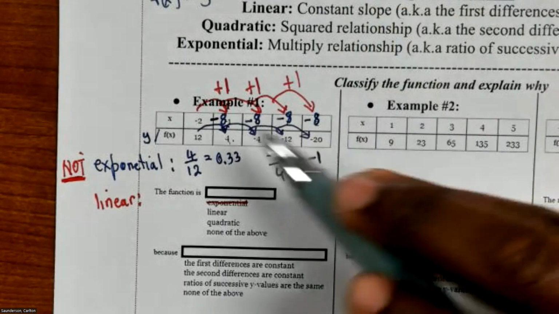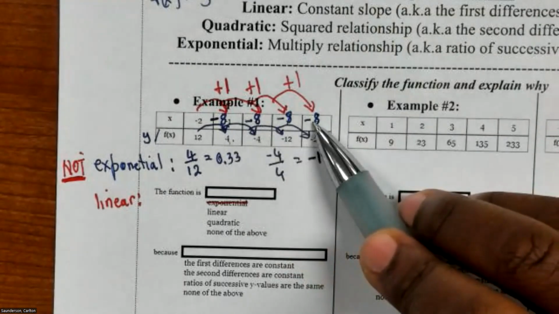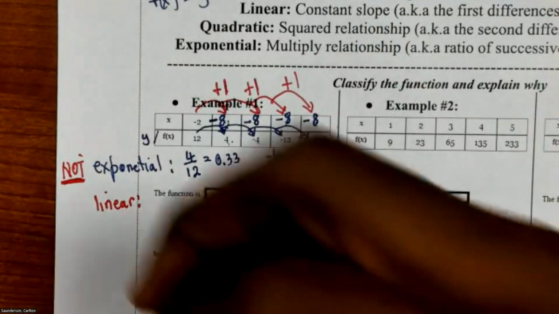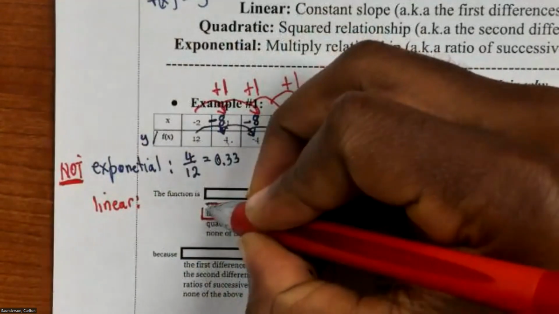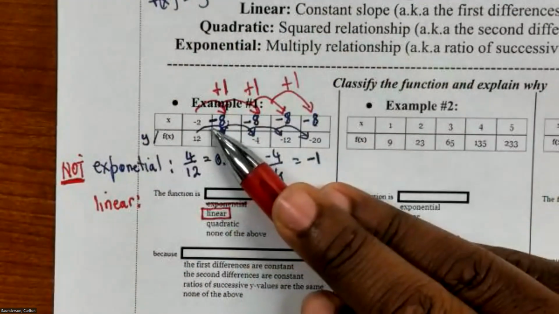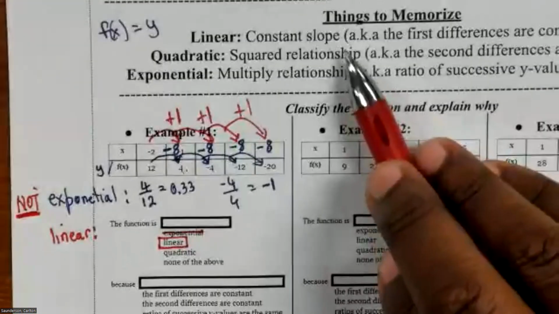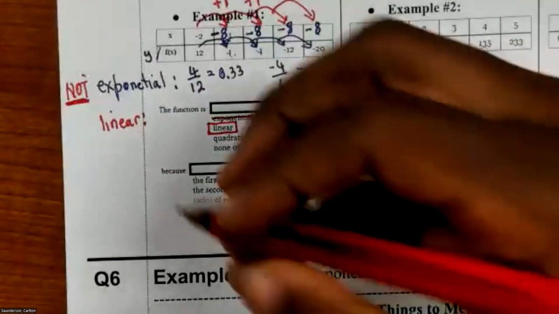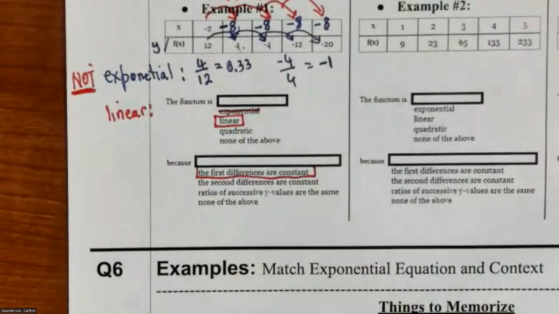Because those numbers were the same every time, they were constant. That means that it is indeed linear. It's linear because the first time when we looked at the difference, they were constant. So it's linear because the first differences are constant. So here you would select that because the first differences are constant.